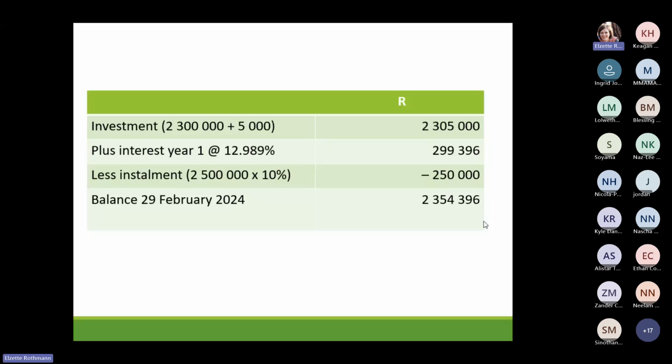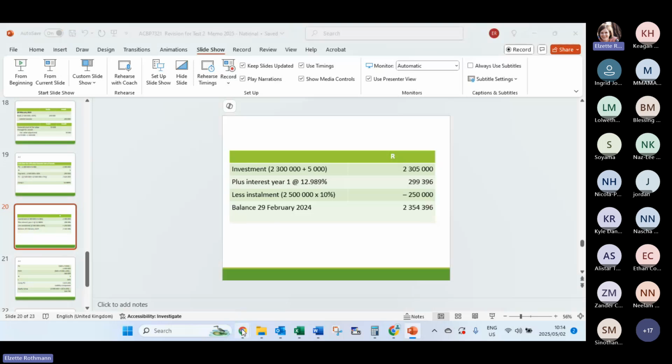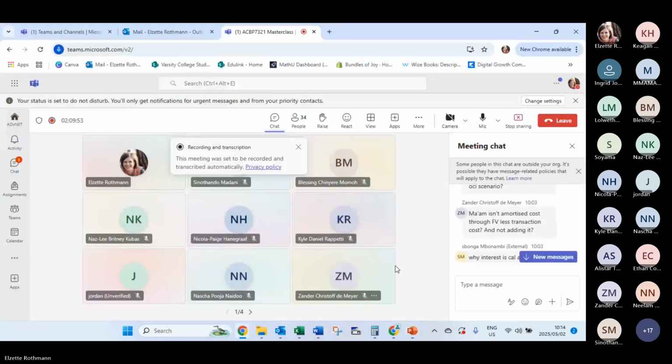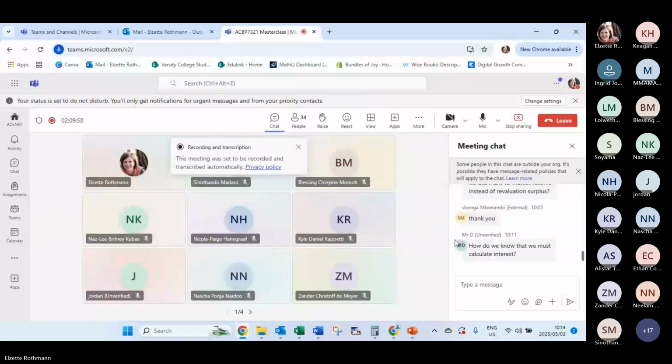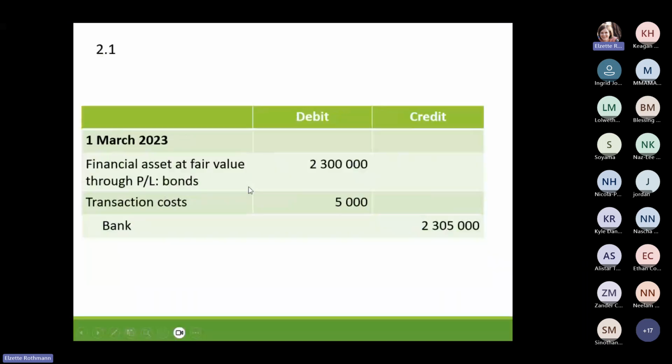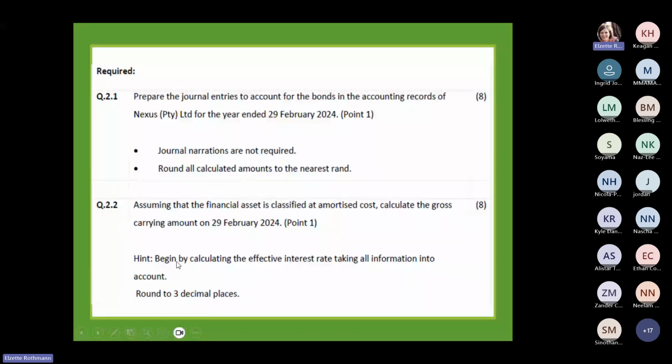Okay, any questions on 2.2? Okay, how do we know that we must calculate interest? They actually tell you that in the question. Let's just jump to the question. There's a hint, and it tells you by calculating the effective interest rate.